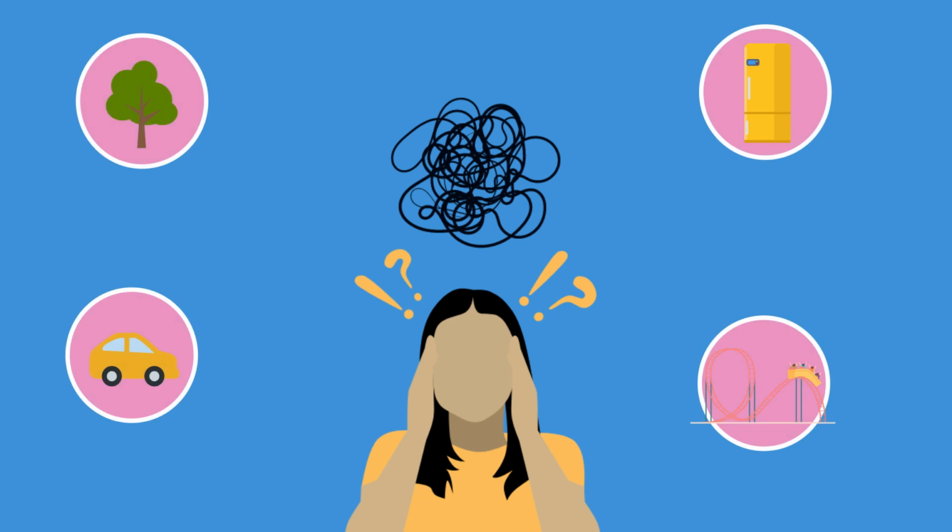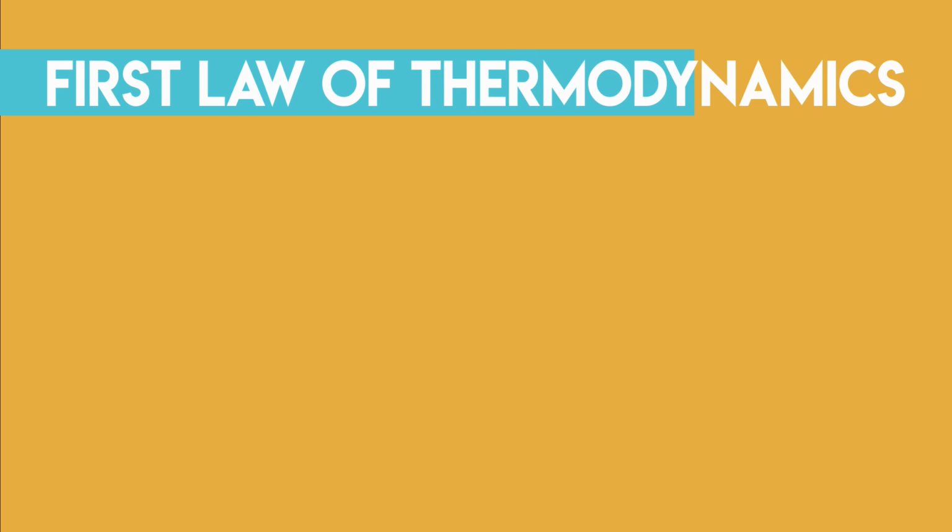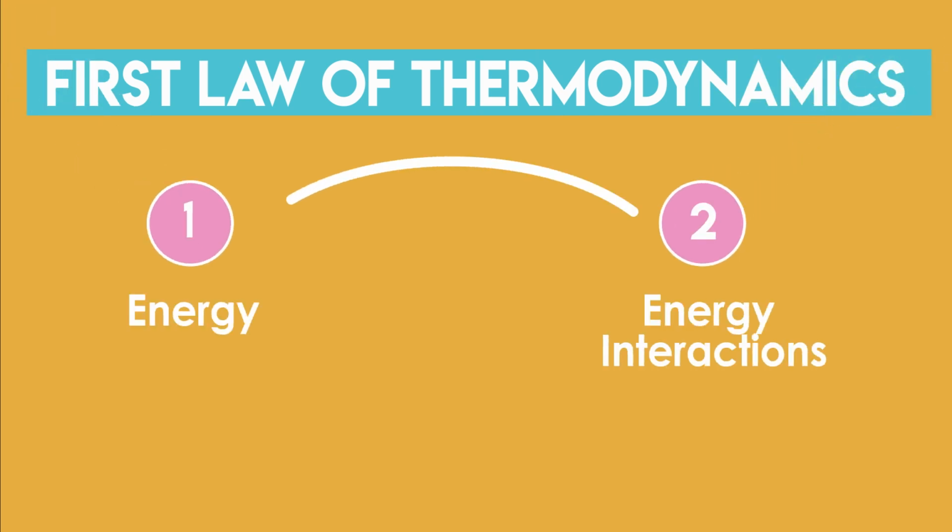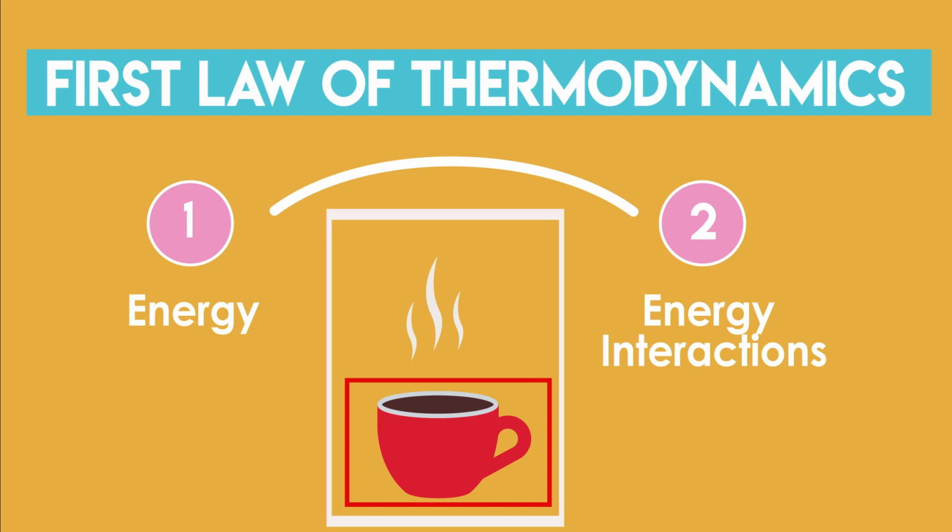And I think there is a really good reason for it. When talking about the first law of thermodynamics, I think there are two important things to know: energy, and how energy interactions take place from a system to its surroundings. Many of us lack the clarity of what energy exactly is and how it is exchanged between a system and its surroundings.